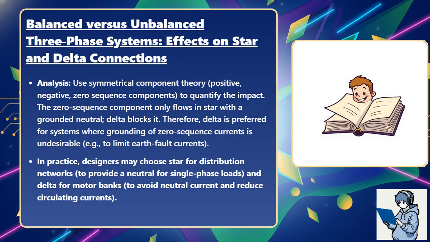In practice, designers may choose star for distribution networks to provide a neutral for single-phase loads, and delta for motor banks to avoid neutral current and reduce circulating currents.